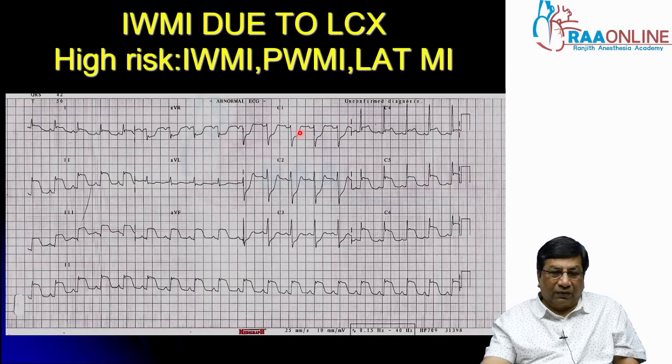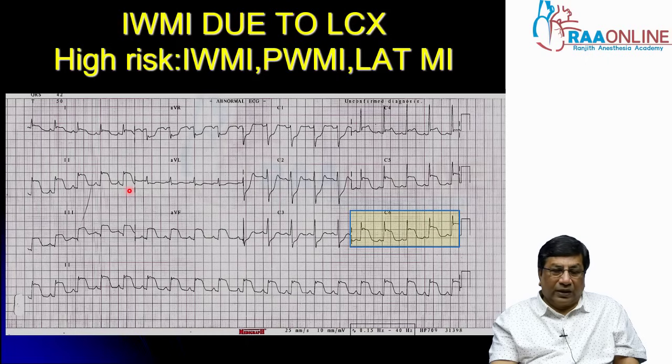In addition to that, V1 to V3 shows reciprocal depression. That means I have associated posterior wall infarction. It is a very high risk left circumflex lesion, because my inferior wall, entire lateral wall and posterior wall are involved because of this circumflex lesion. So multiple areas are involved in a circumflex lesion. It's a very high risk left circumflex inferior wall infarction.